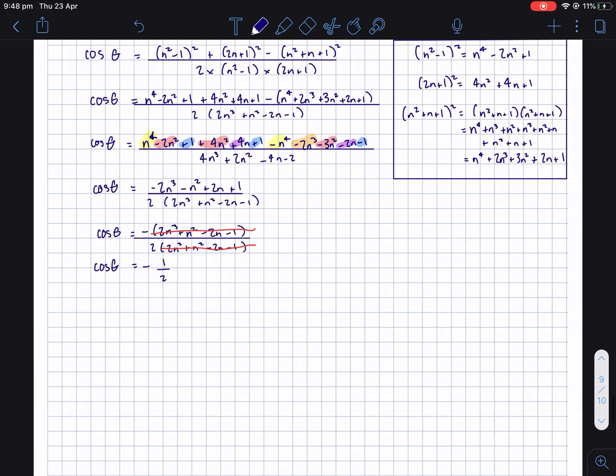Okay, so theta equals arc cos -1 over 2 should come out as 120, but let's chuck it in our calculator. It's 120. How dare they?